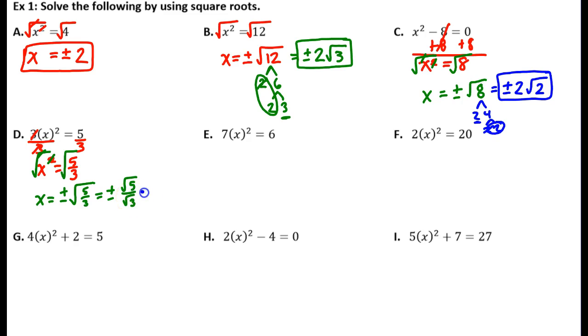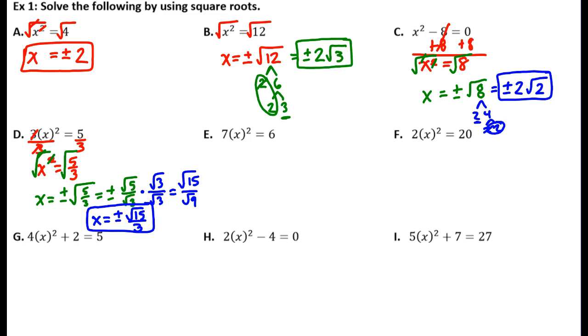That means I need to multiply the numerator and denominator by the square root of 3, so the number that's in the denominator. When I do that, I can multiply underneath the radical here, so this becomes the square root of 15. Square root of 3 times the square root of 3 is the square root of 9. Square root of 9 simplifies to 3, so my final answer here is going to be x equals plus or minus the square root of 15 all over 3. Okay, don't forget to rationalize there.